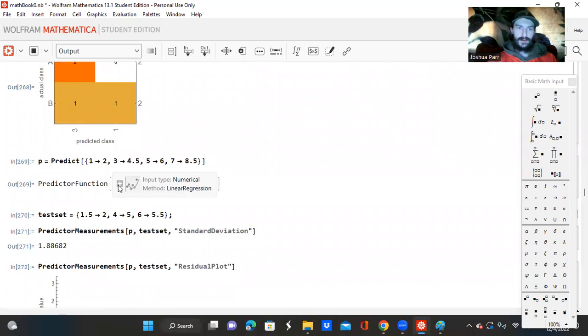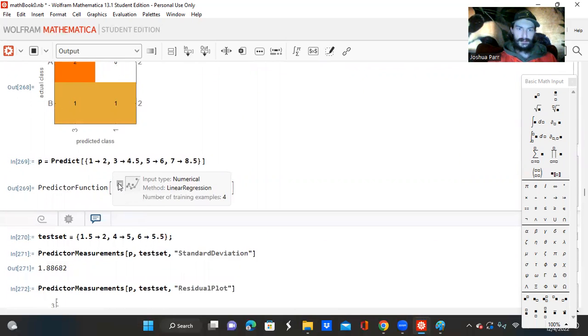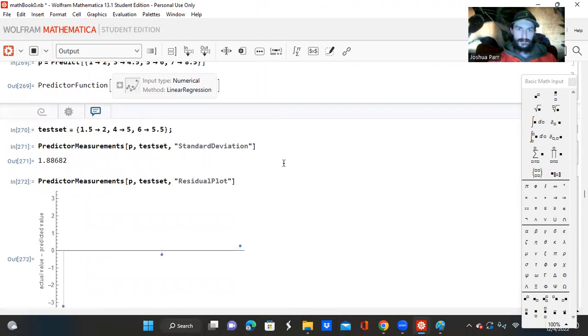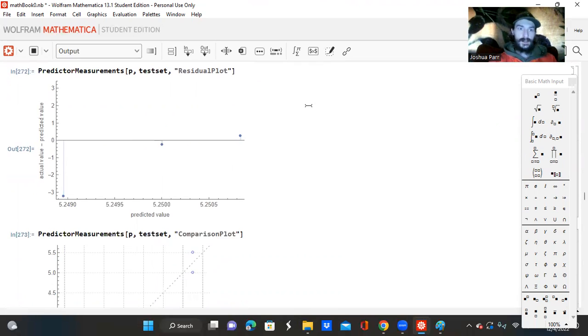Now I'm creating a predictor function again. Linear regression for 4. And a new test set. And I'm asking for the measurements standard deviation. We got 1.8882. Here's a residual plot.